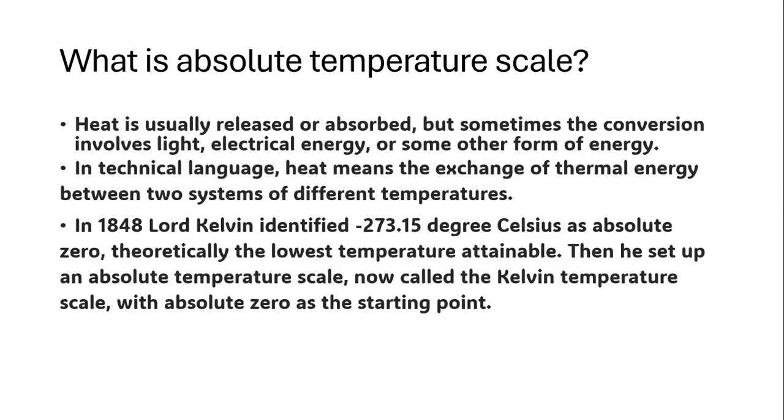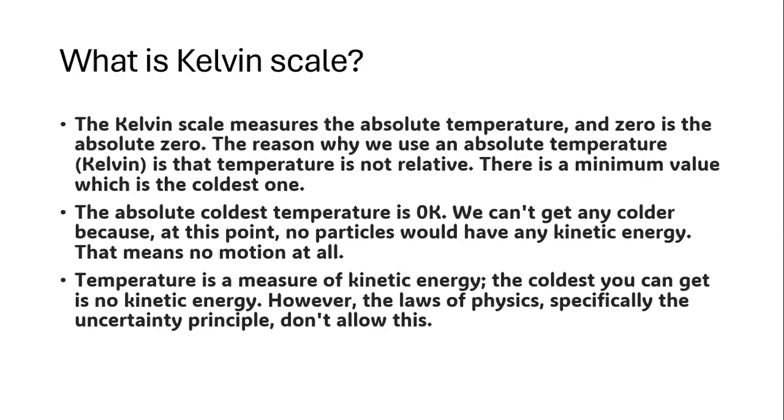In 1848, Lord Kelvin identified minus 273.15 degrees Celsius as the absolute zero, theoretically the lowest temperature attainable. Then he set up an absolute temperature scale, now called the Kelvin temperature scale, with absolute zero as the starting point. So what is Kelvin scale?